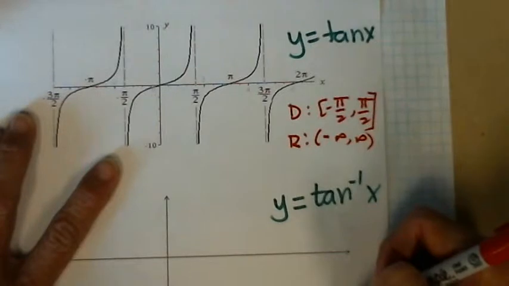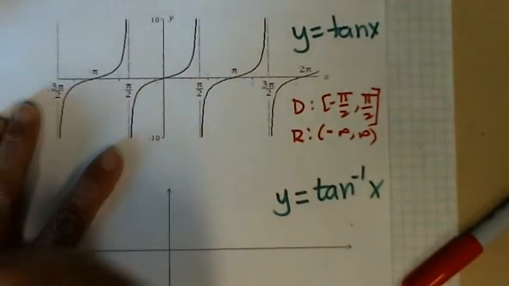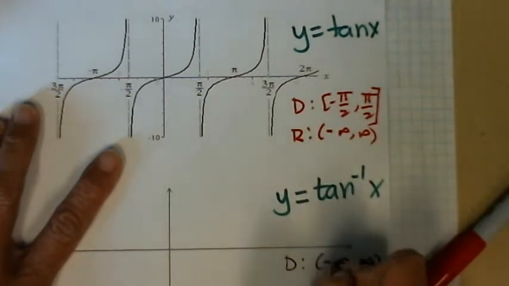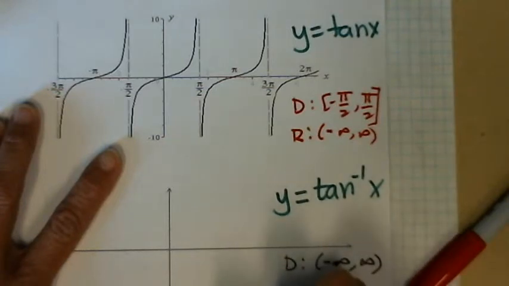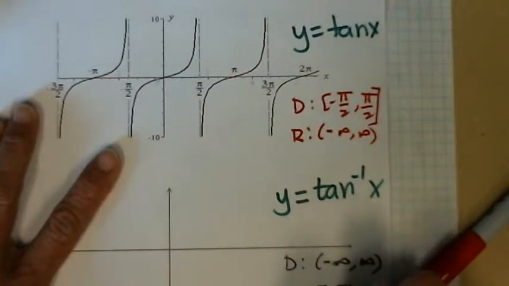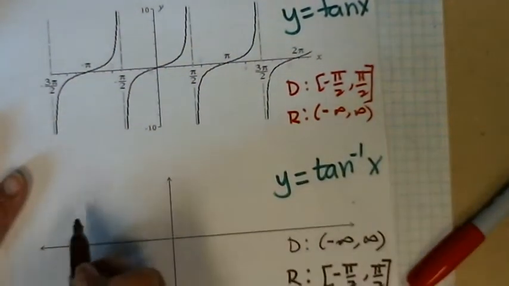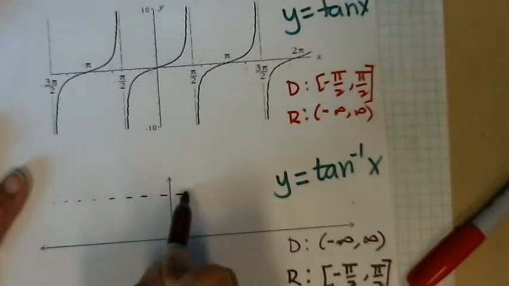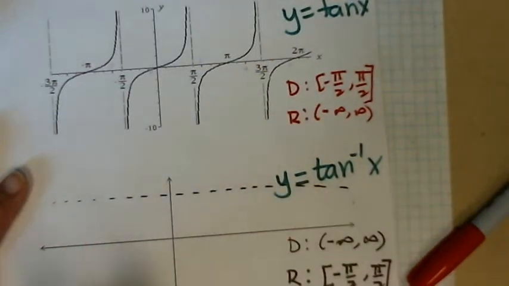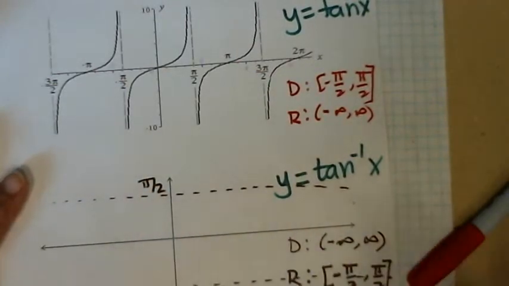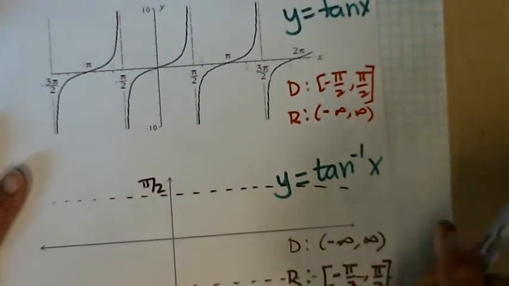Those are going to switch down here for inverse tangent. So the domain of inverse tangent is negative infinity to positive infinity. The range of inverse tangent is just between negative pi halves and pi halves. Okay. So I'm going to dot in some limiting values there for my range. It's constrained by negative pi halves and positive pi halves.